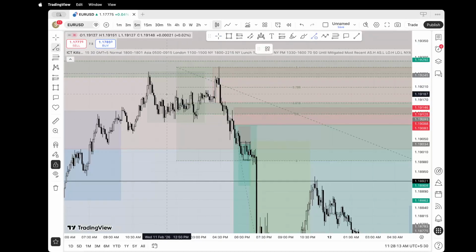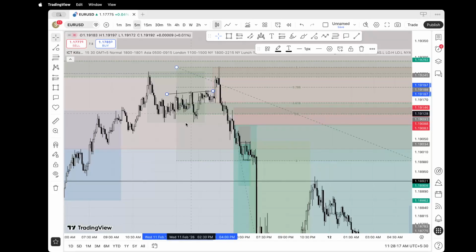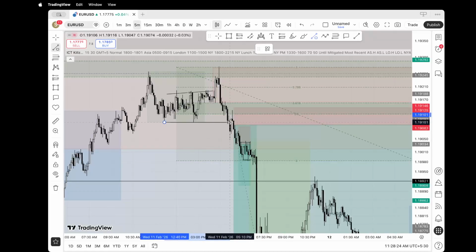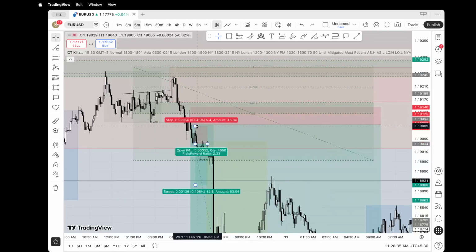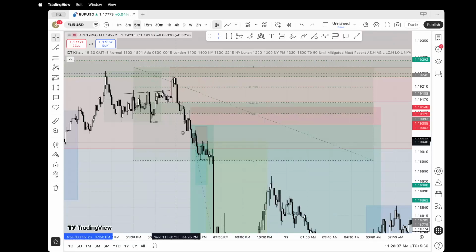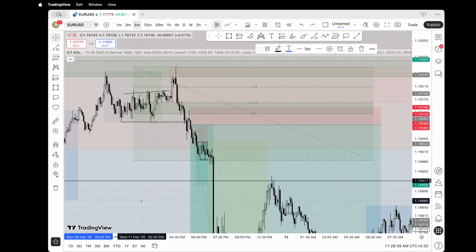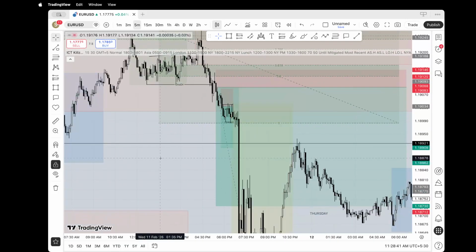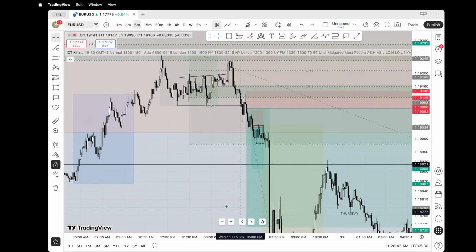So after the liquidity sweep, it gave us a change of character, and then we entered the trade. Now, I will just lock it again. We didn't book these profits 100%.